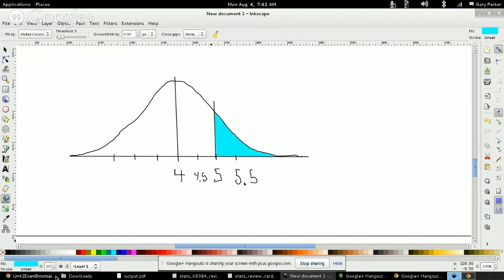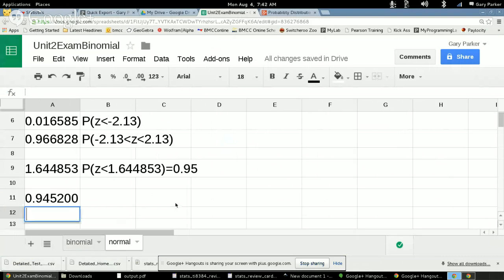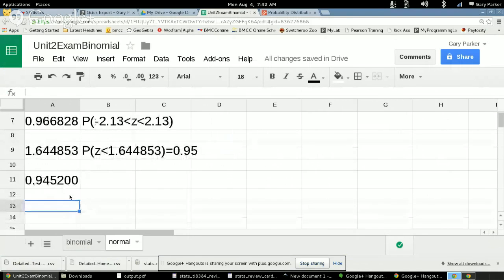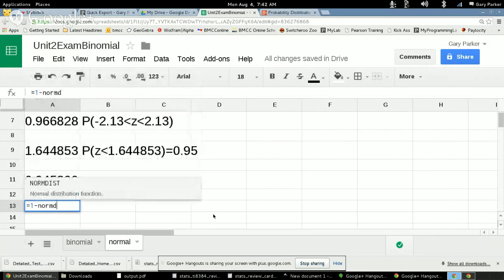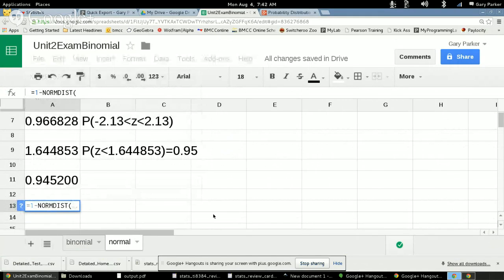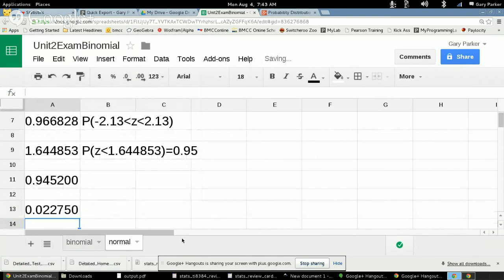Remember, the spreadsheet does not do right tails, it does left tails, so I need to do a 1 minus. I'm just going to factor that right in. So 1 minus my normal distribution, and I want to go from 5, mean is 4, standard deviation is 0.5. I get a probability for a tail of about 2.3%, 0.02275, around that to the nearest 0.1%.